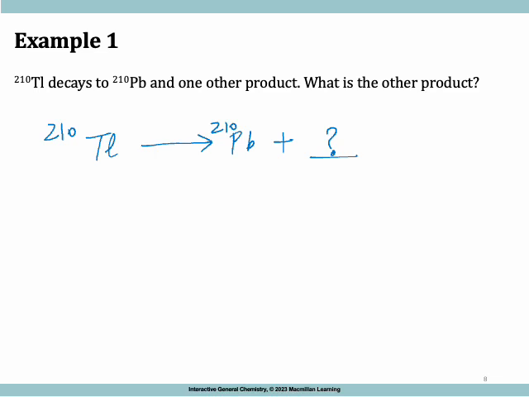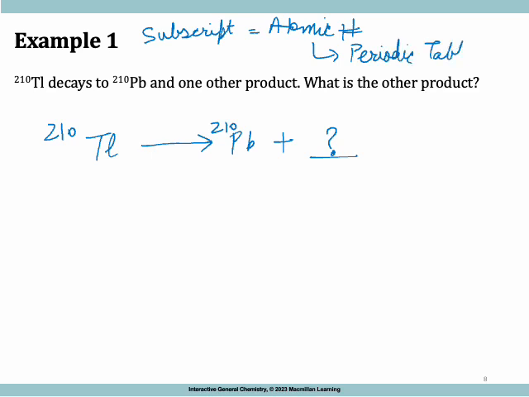We are going to find this by balancing this chemical reaction. What do we need to balance? We need the superscripts and we also need the subscripts. Now the question is, how do I find the subscript? In order to find the subscripts, remember, they are equal to the atomic number. An atomic number can be found from the periodic table.